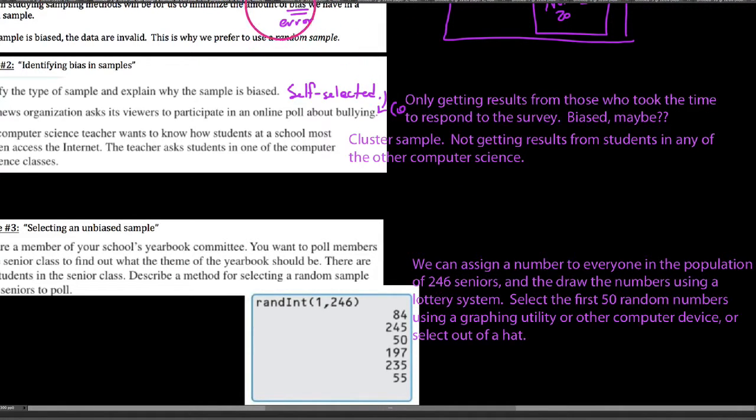This next example on this other page here. What I want you to do is kind of the same thing. Let's take a look at these. Pause the video, read through them, and try to select what type of sample it is and identify why it might be biased. When you're ready to see the solutions, go ahead and unpause the video.